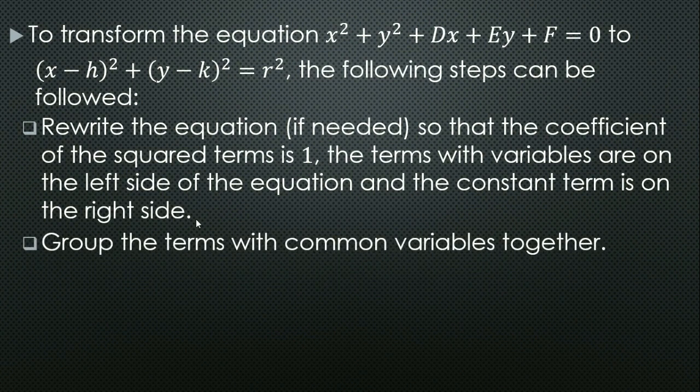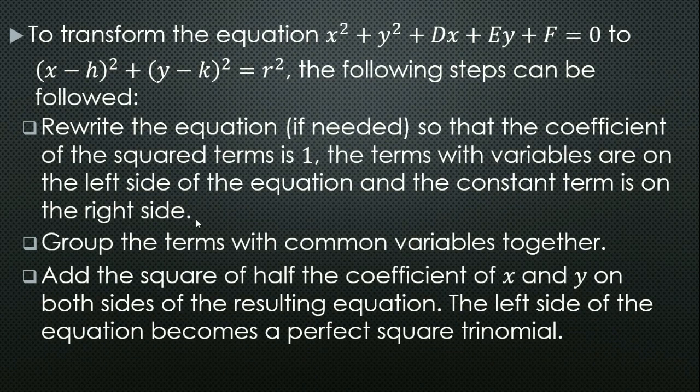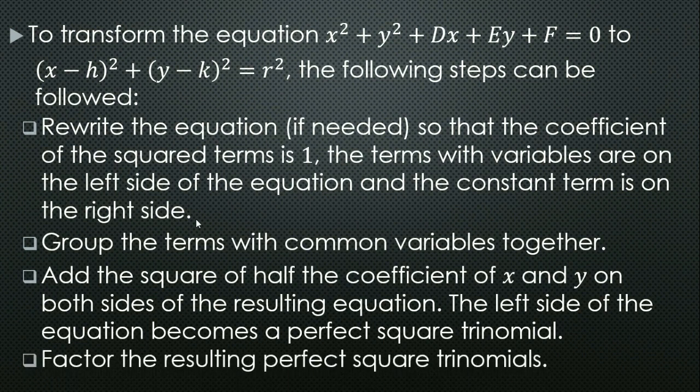Second step, group the terms with common variables together. Pagsamahin yung mga may x, pagsamahin lahat ng may y. Add the square of half the coefficient of x and y on both sides of the resulting equation. The left side of the equation becomes a perfect square trinomial. And lastly, factor the resulting perfect square trinomials.